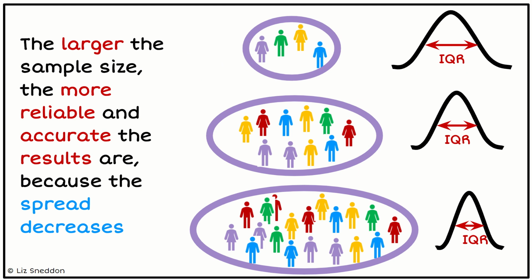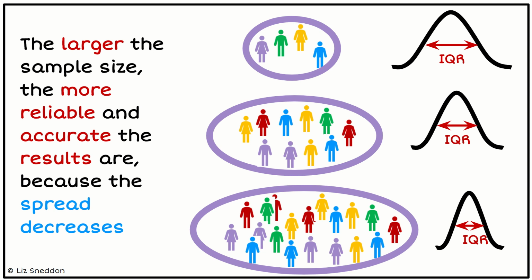So one thing we know is that the larger the sample, the more information we have. And if I've got more information, I can make better informed decisions. And that's because my data becomes more reliable and more accurate in our results as that sample size increases.